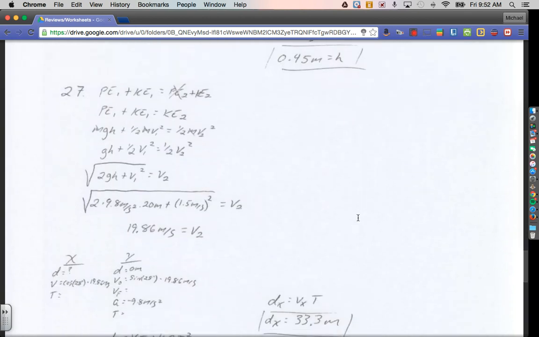Number 27. A skier starts down a hill with an initial velocity of 1.5 meters per second. He starts at a height of 20 meters above the end of a ski jump ramp as shown. As the skier leaves the ramp, his velocity makes an angle of 28 degrees above the horizontal.